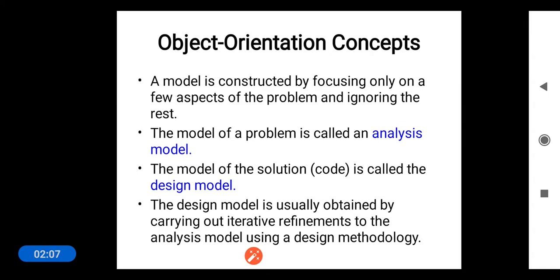Generally a model, that is a design model, is constructed by focusing only on a few aspects of the problem and ignoring the rest. The model of a problem is called the analysis model, and the model of the solution is called the design model. This design model is usually obtained by carrying out iterative refinements to the analysis model using a design methodology.